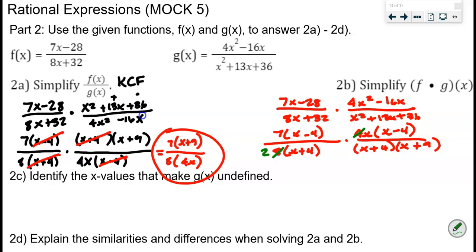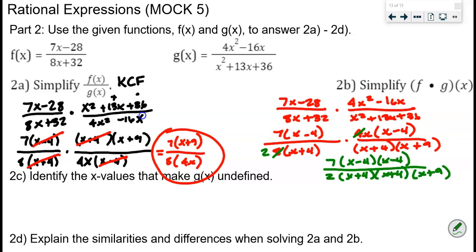So we get 7 over x minus 4, x minus 4, and then down here we've got 2 times x plus 4, x plus 4, x plus 9. That one's ugly, y'all. All right.